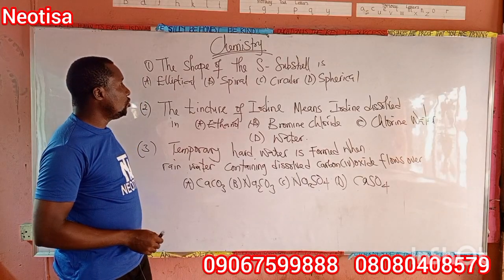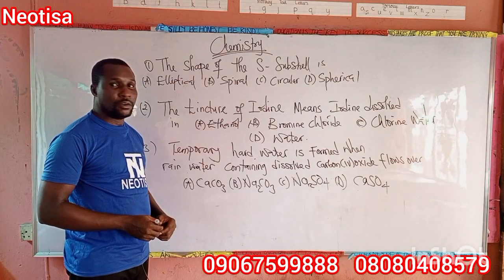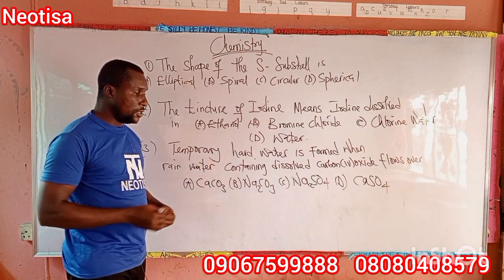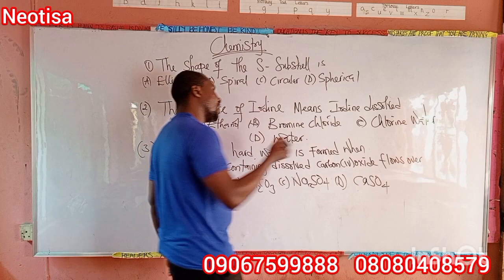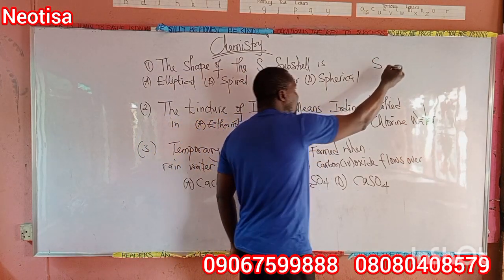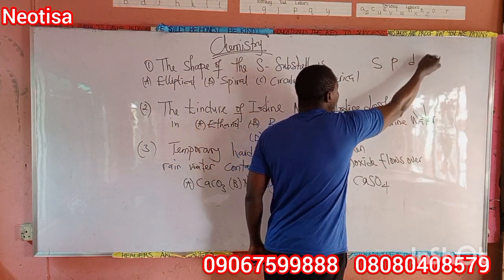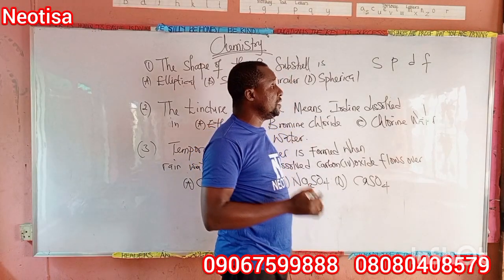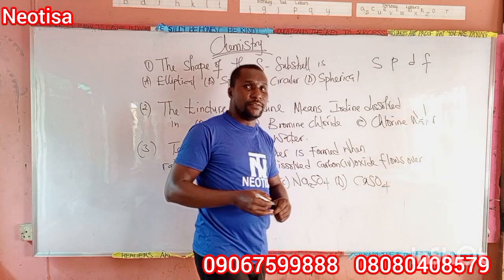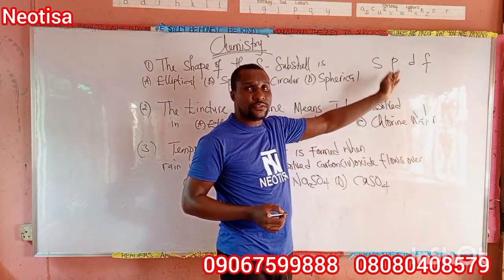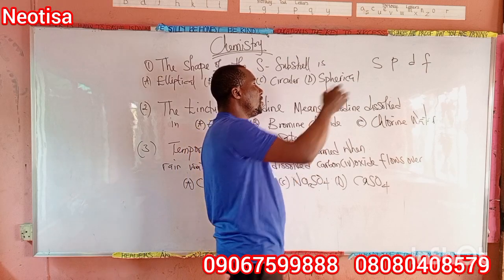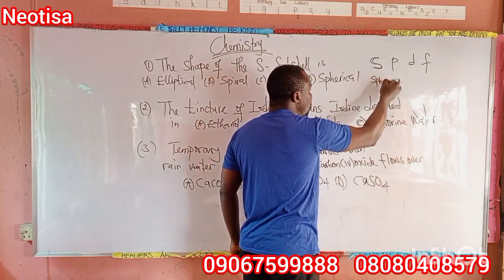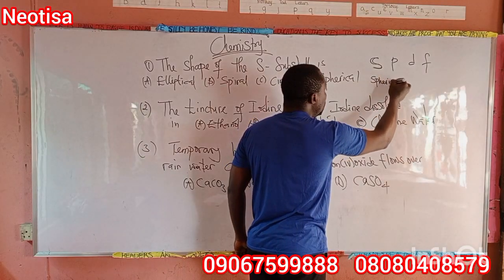The question says, the shape of the S subshell is... When we are talking about subshells, we have S subshell, P subshell, D, and F. These are subshells: S, P, D, F, G, H. But at this level, we take into consideration these four: S, P, D, F. The S subshell is spherical in shape. Please take note, spherical in shape.